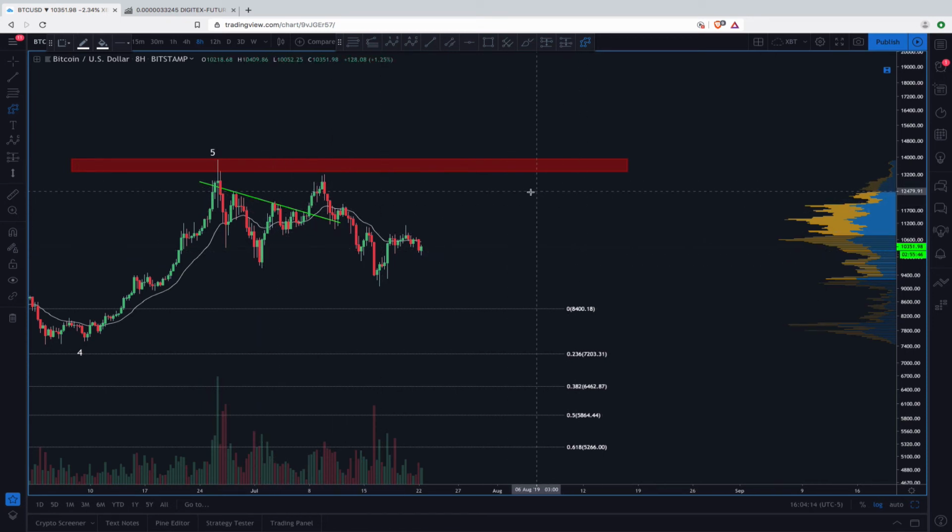And an ABC correction is typically called a 335 correction. The reason it's called a 335 correction is because each wave within the ABC consists of three waves, except for the C wave, which is a 5. So you have a 3 3 5. The A wave is three waves. It's like this, which was picture perfect.